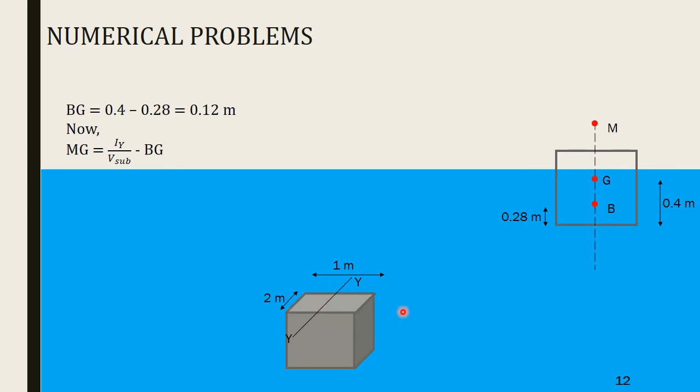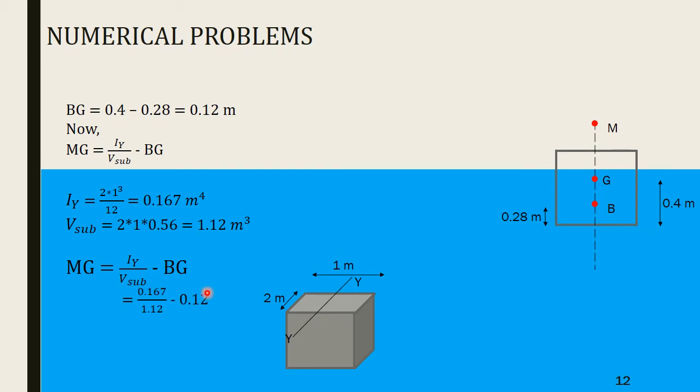So 2 into 1 cube by 12 would be Iyy. So Iyy would be 2 into 1 cube by 12, which is 0.167 meter raised to 4. Volume of the submerged portion is 2 into x, that is 2 into 0.56. So that is equal to 1.12 meter cube, and MG can be written as Iy by volume of the submerged portion minus BG.